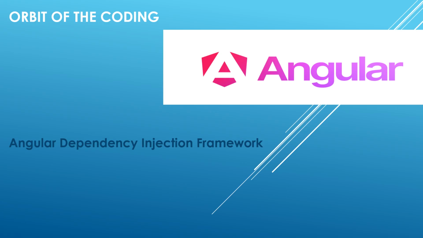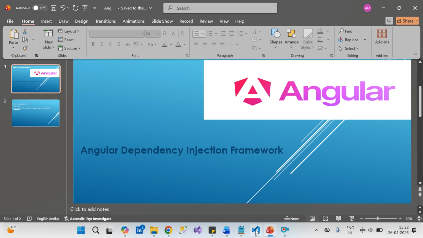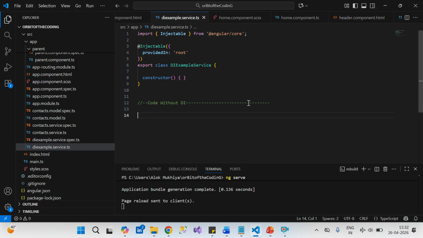So now I'm going to show you the drawbacks of not using dependency injection. Whenever we don't use dependency injection in our application, what are the main drawbacks, right? So let's flip to Visual Studio Code and I'm going to show you. Here you can see that I have already created one DI example service.ts, and now I'm going to show you code without dependency injection.